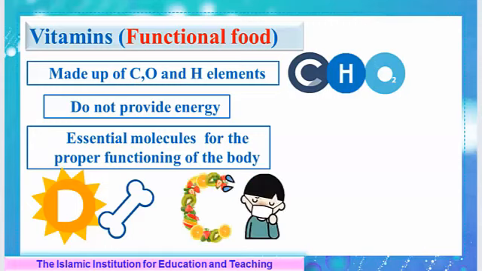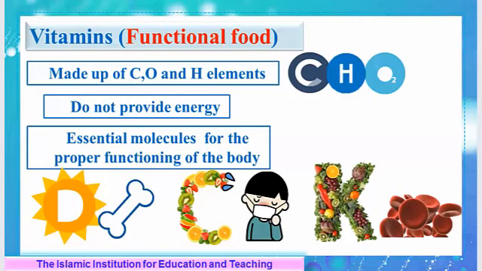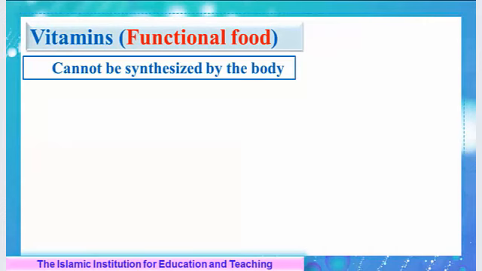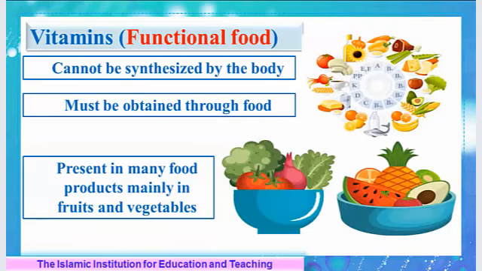While vitamin C, which is found in strawberries, lemon, orange, and kiwi, can strengthen your body's natural defenses against diseases. And vitamin K, which is present in high amounts in leafy green vegetables, is very important for your blood. Vitamins cannot be produced by your body, so you should get them through food, but in small quantities. They are present mainly in fruits and vegetables.